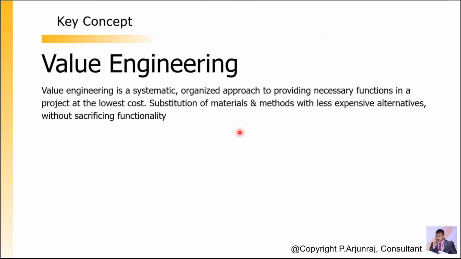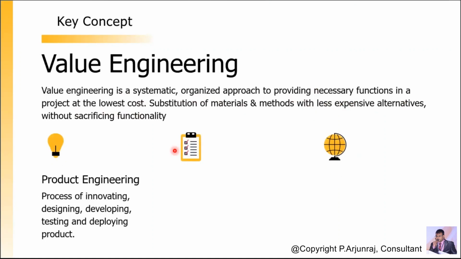The key concept when you're going for value engineering, as I said, is that it's a systematic process and an organized approach. Here you're going to provide the necessary functions in a project at a lower cost. So this is very important. You can go for a material substitution or a method substitution, where you're looking for less expensive alternatives. These alternatives are through function, and you're not going to sacrifice any of the functions. So you need to analyze all the necessary functions again.